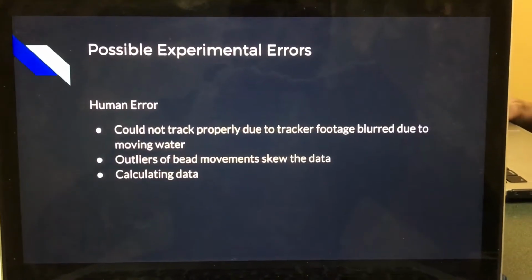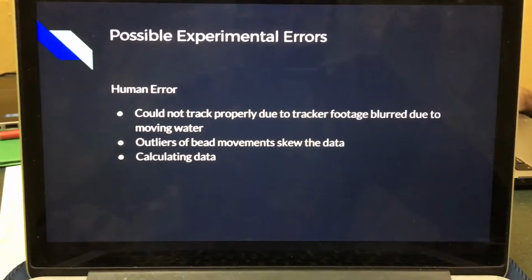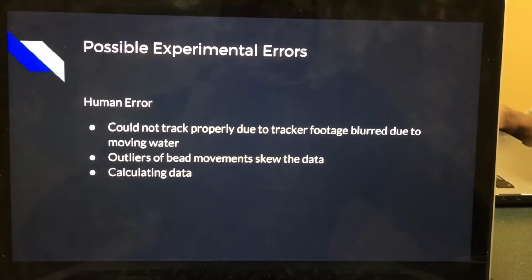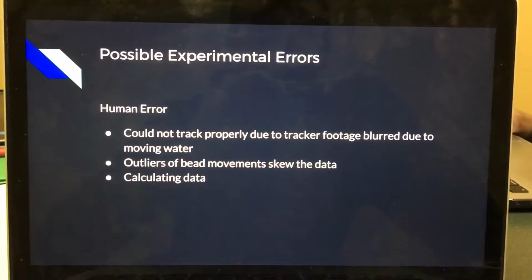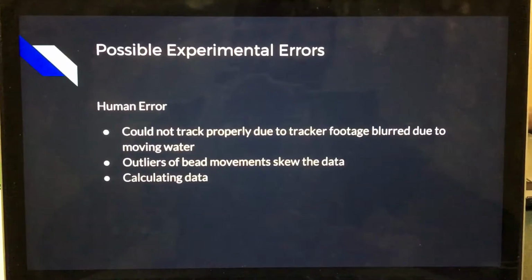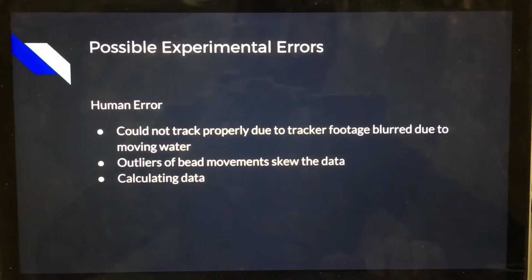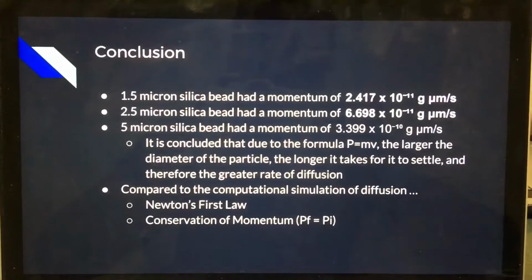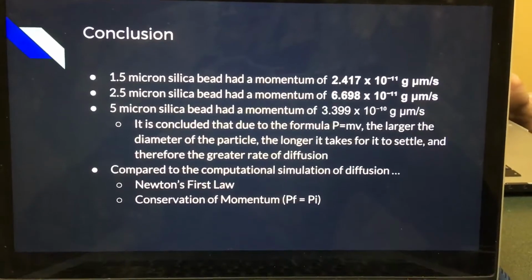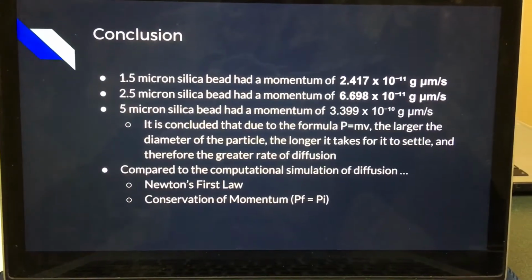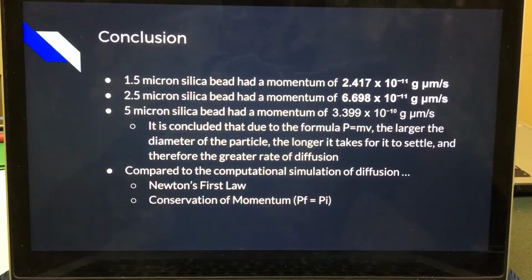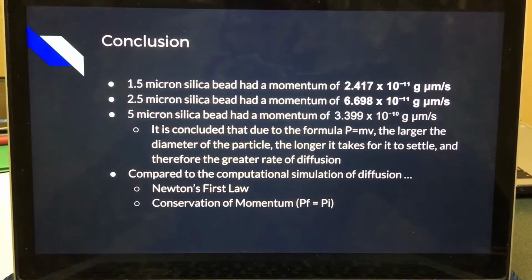A few of the many errors that were possible in this experiment, we included human error, like calculating the data incorrectly, using outliers of bead movements that could skew the data, and not properly tracking the beads due to blurred vision during the movement of water. So we conclude that with the calculation of these momentums using the P equals mv formula, the larger the diameter of the particle, the longer it will take to settle, and therefore the greater rate of diffusion.